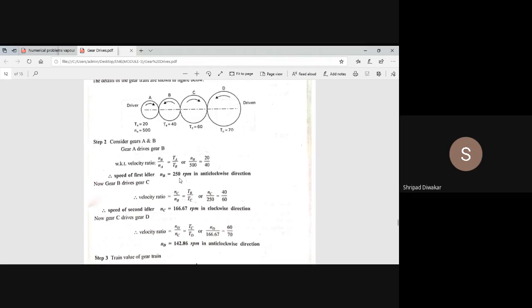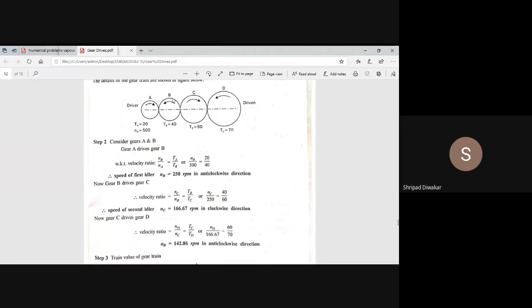Just apply the simple formula: NB divided by NA equals TA by TB. We know all the values except NB, the speed of the second gear. So NB divided by NA, which is 500, equals TA, 20 teeth, divided by 40. So NB we get as 250 RPM in anti-clockwise direction. The first is clockwise, so obviously the second is anti-clockwise.